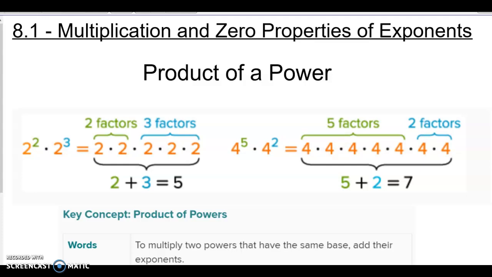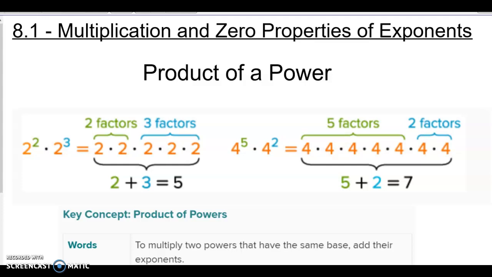Hello, students. Today we've got some of the exponent properties. To be honest with you, there's a lot of properties going on with exponents. But we're going to break it down into a couple different days. There's a few I want to focus on today, all revolving around some sort of multiplication. The first one, product of a power.